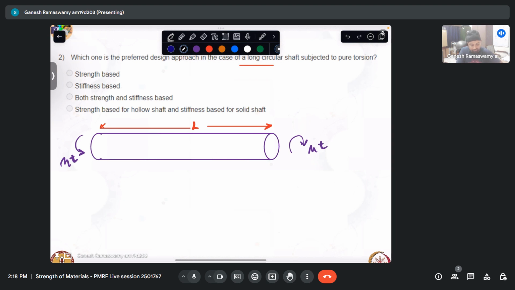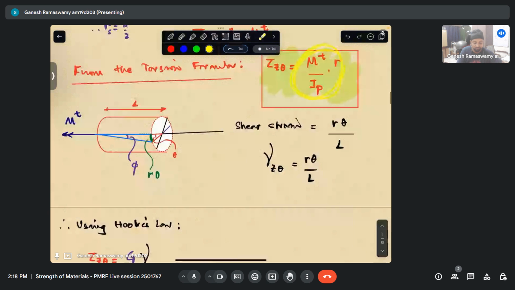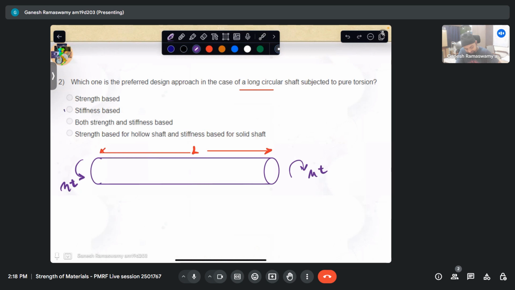But on the other hand, if we look at the stress, we are able to see that stress is only a function of the cross-sectional parameters, namely IP and R. It has nothing to do with the length. So this will not govern, rather the twist will govern, in which case we say that the stiffness criteria would govern the shaft design generally.